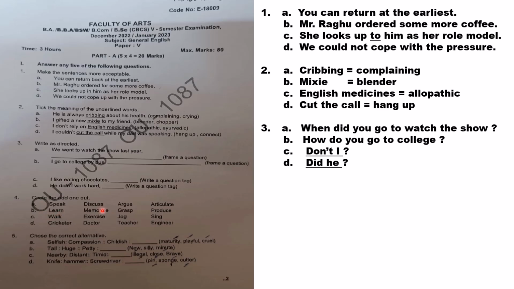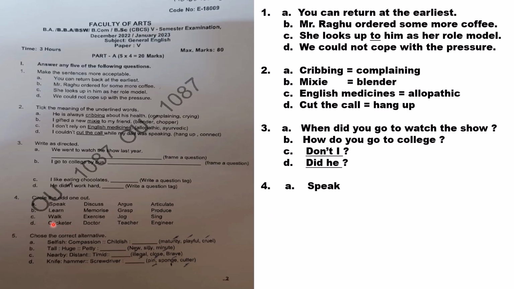Fourth A, speak, discuss, argue, articulate. Here if you look at the set students, they all appear to be the same. They are all the activities of speaking. But if you go into the details, speaking is the main skill and discussion, arguing and articulation are the sub skills. When you discuss, you talk about the facts, you express your views and opinions. When you argue, you either speak for the motion or against the motion. Then articulate is the ability to speak effectively. So these are all sub skills of speaking. So odd one is speak.